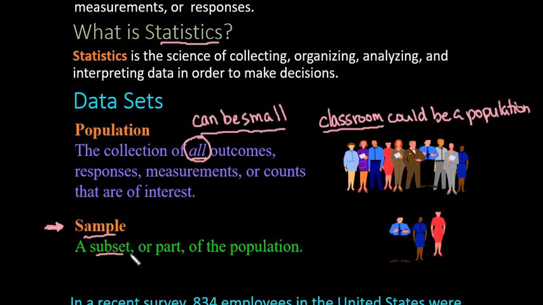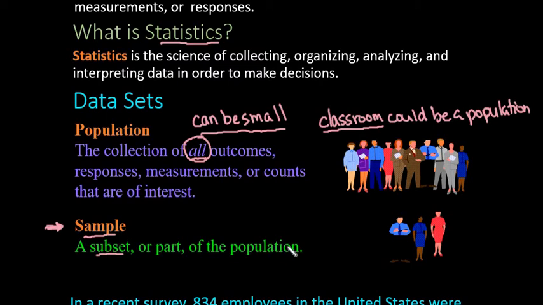So a sample will always be a subset or a part of the population. So anytime it says words like a sample of 150 people was taken, or some of the employees were selected, anything like that where it's not dealing with every single person at that specific company or that specific town, you're going to be talking about a sample.